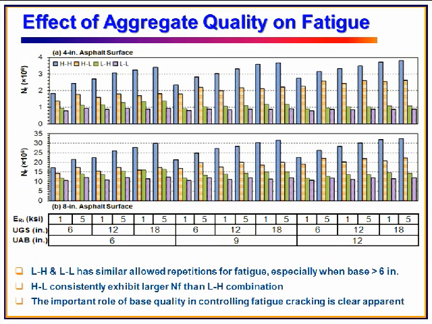This is another figure for fatigue cracking. The vertical axis is the allowed repetition for fatigue. As you can see, the low quality base with high quality subbase, and low quality base with low quality subbase, have pretty much similar allowed repetition for fatigue. And if we have a higher quality base, then we can have much larger allowed repetition for fatigue. That was found from the previous MnPave analysis. So this GT-Pave analysis also confirms the important role of base quality in controlling fatigue cracking.